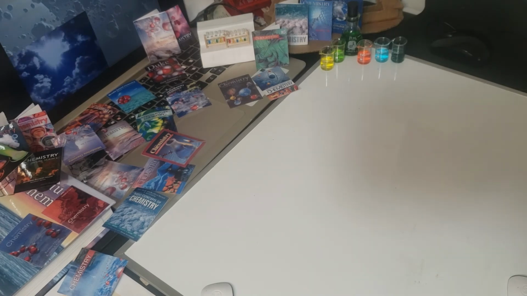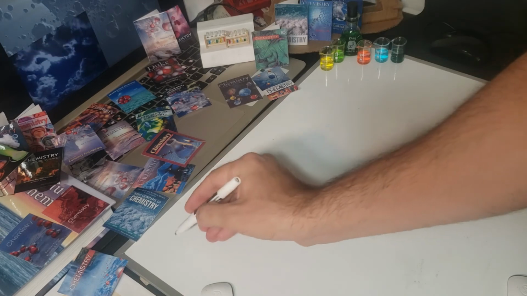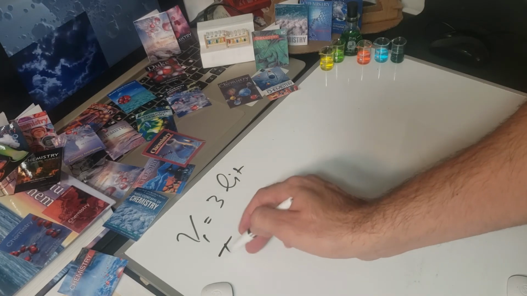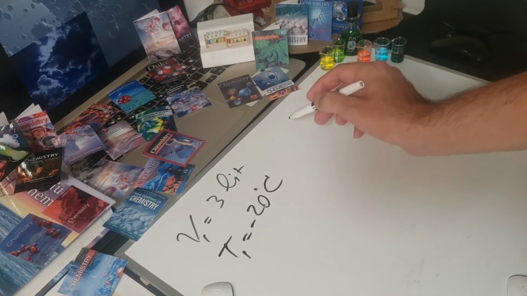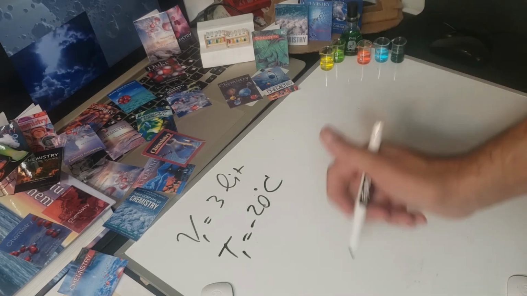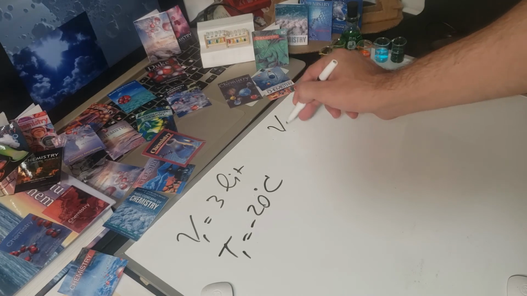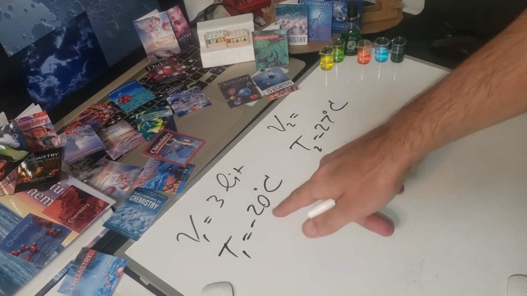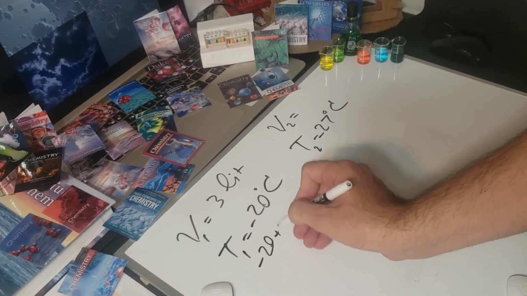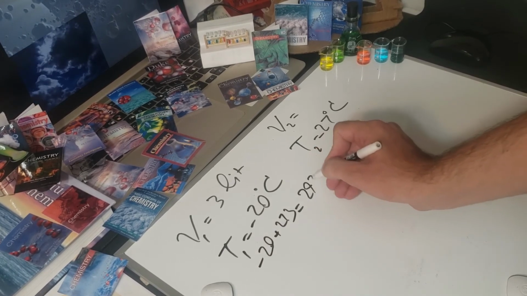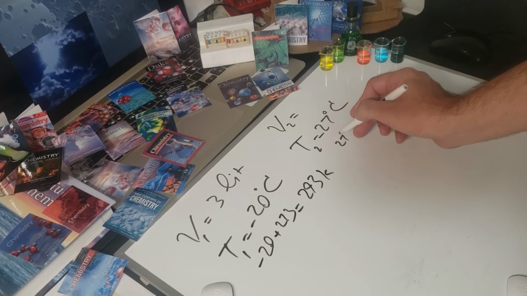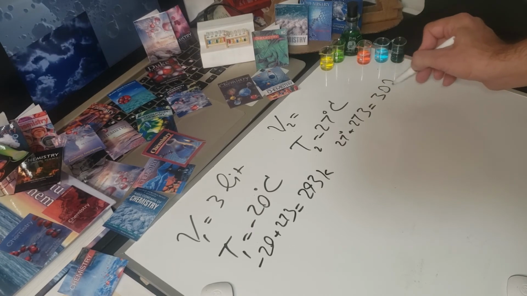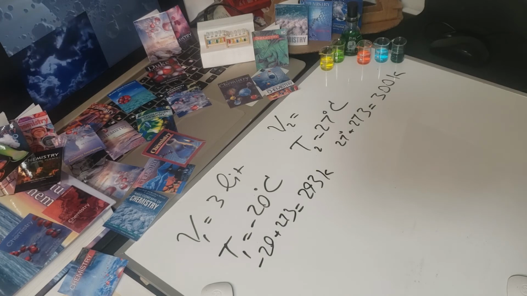And that would be, if the volume of a sample is 3 liters and the temperature is minus 20 degrees centigrade, what would be the volume if we raise the temperature to 27 degrees centigrade? So minus 20 plus 273 is 253 Kelvin, and 27 plus 273 is 300 Kelvin. Okay, so that's these temperatures.